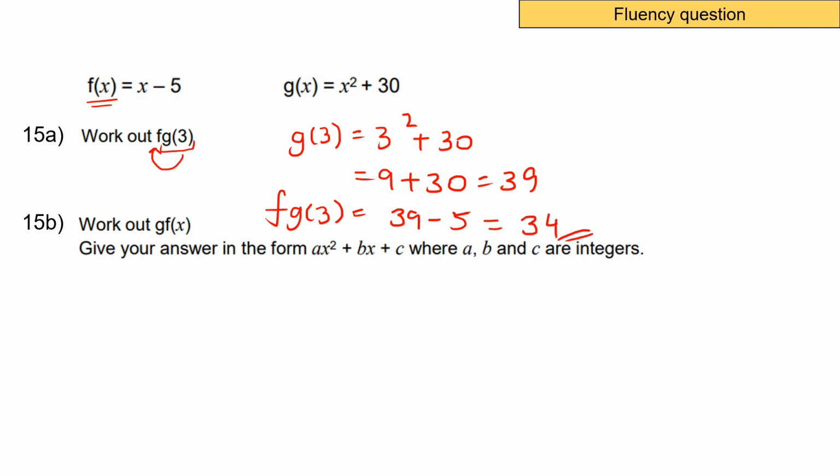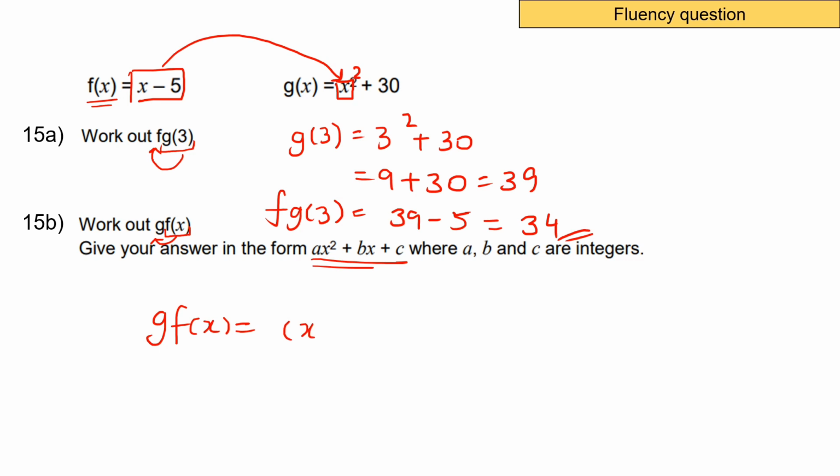Work out g of f of x and write it down like this. So what they're saying is take whatever you have for f of x, which is x minus 5, and substitute it into g. So this will be substituted into the x value of g, and I'm going to have to square it, of course, because it is x squared. So g of f of x is x minus 5 squared plus 30.